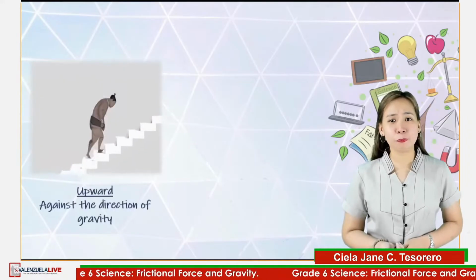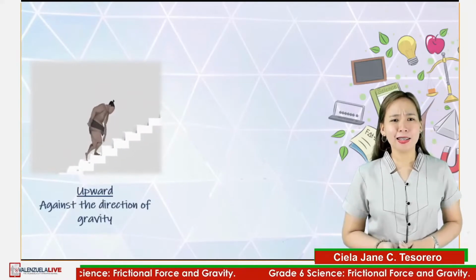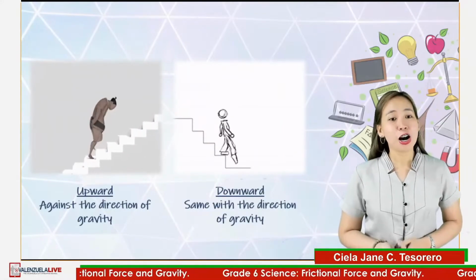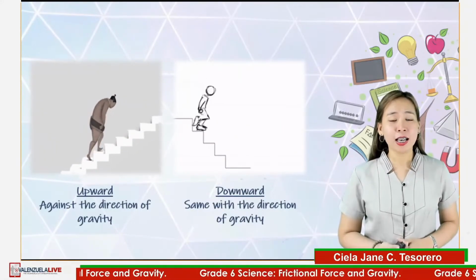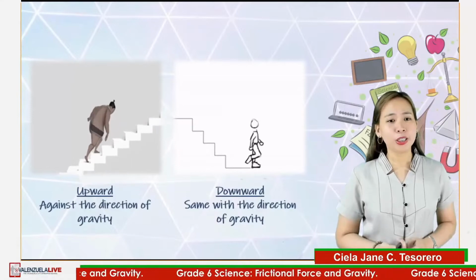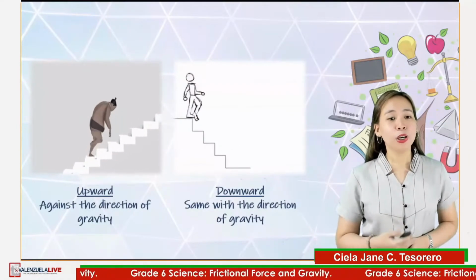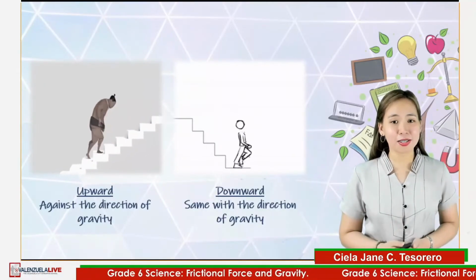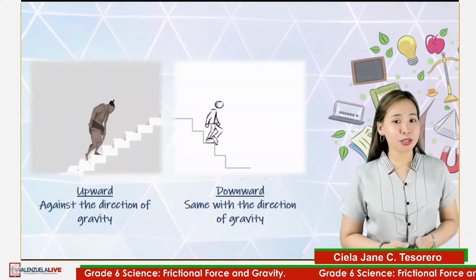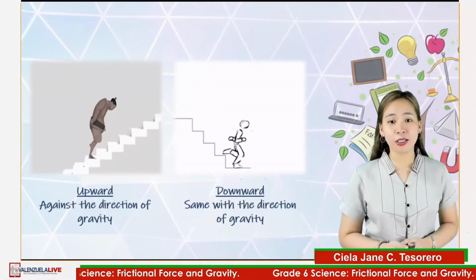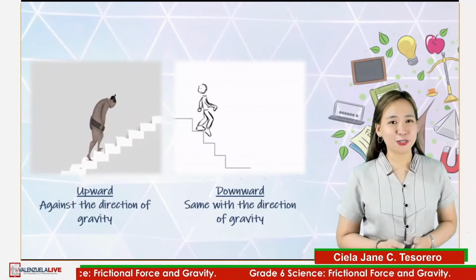Gravity is also the reason why it is harder to go upstairs than downstairs. We are going against gravity. That is why we need to exert more force to overcome it when we are going upstairs. And when we are going downstairs, we are just following the direction of gravity, making it easier to go down.